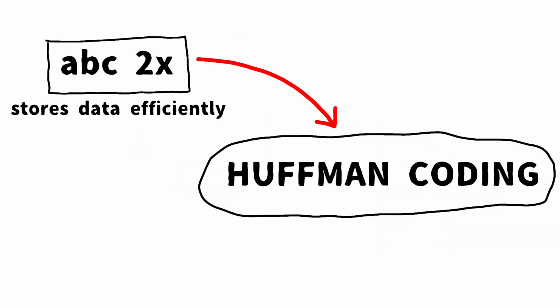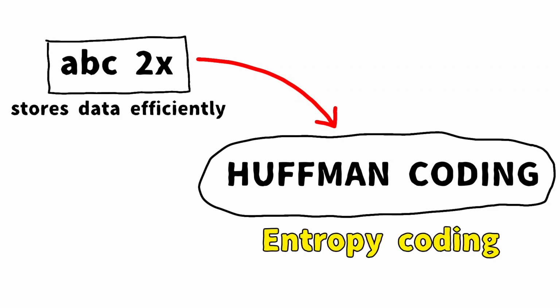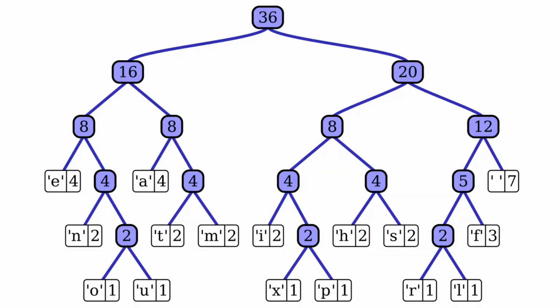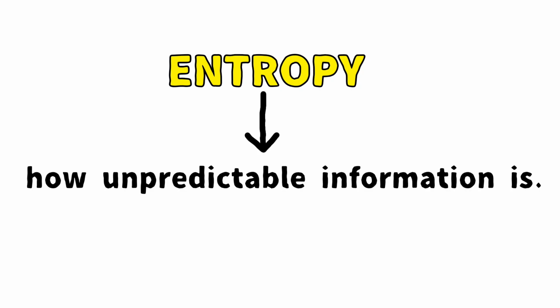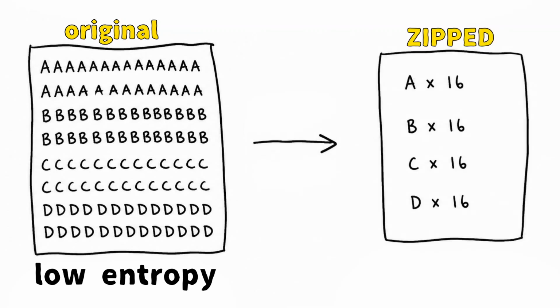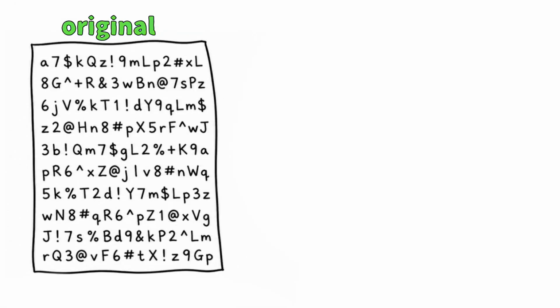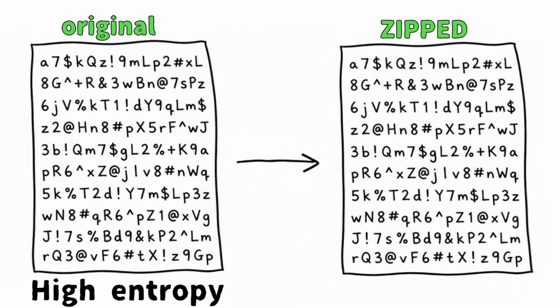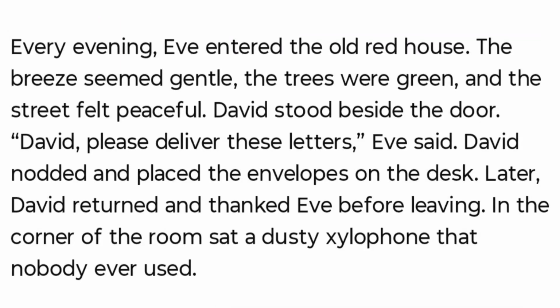This stage uses Huffman coding, a form of entropy coding invented by David Huffman in 1952. But before understanding Huffman coding, we need to understand one more idea. Entropy simply measures how unpredictable information is. A file with lots of repeated or predictable data has low entropy, making it easy to compress. A file that looks completely random has high entropy, leaving very little room for compression because there are almost no patterns left to exploit.